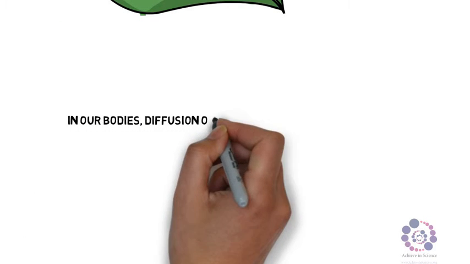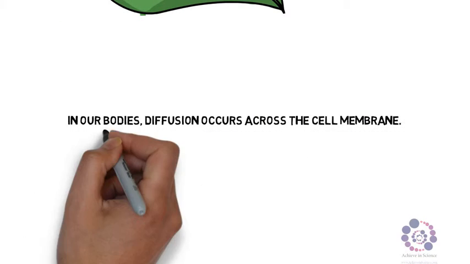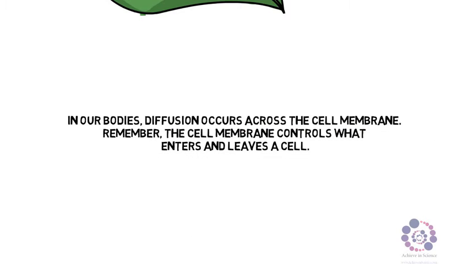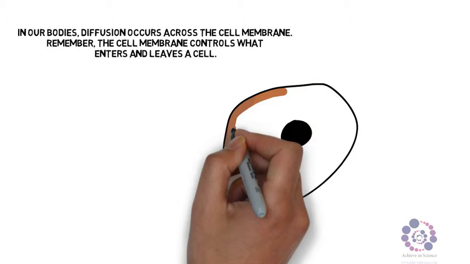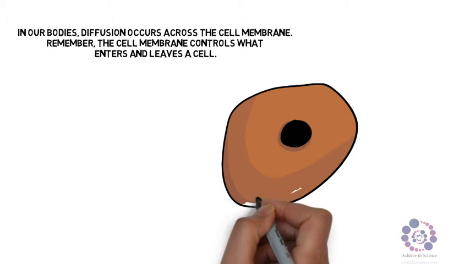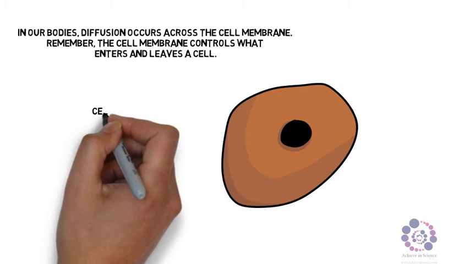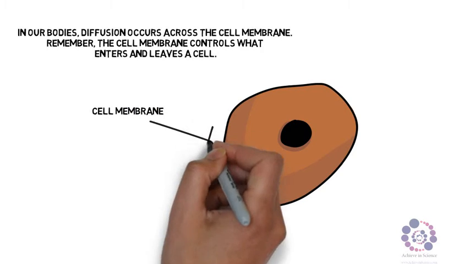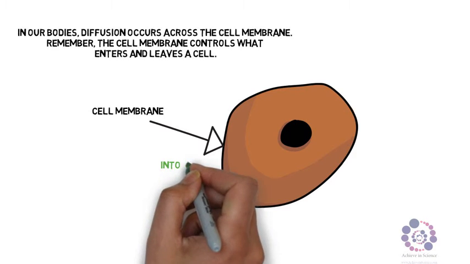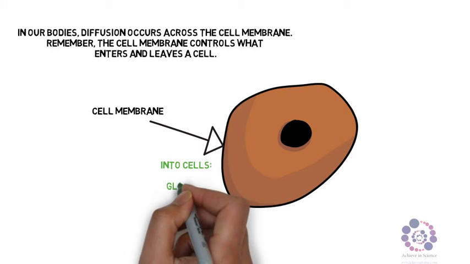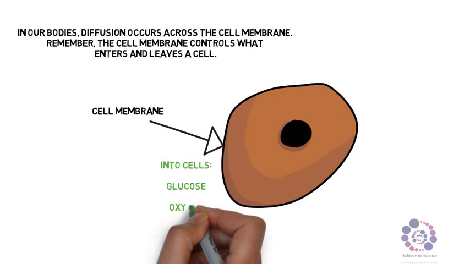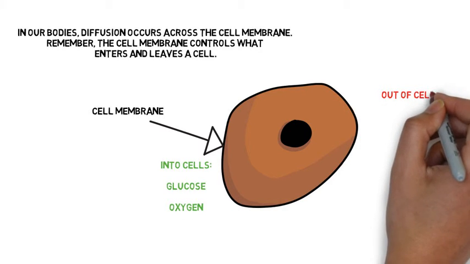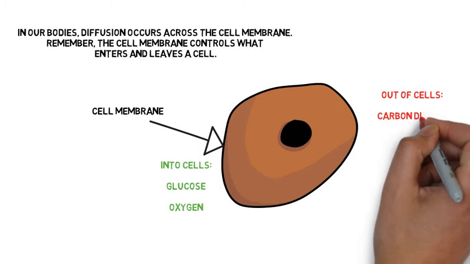Now remember, the diffusion is occurring inside our bodies across a cell membrane. The cell membrane's function is to control what enters and leaves a cell. So remember, this is the skin of the cell. So inside the human body, for instance, the things that need to go into the cell include glucose and oxygen. The substances that need to be removed from the cell via the cell membrane include carbon dioxide and other waste products such as urea.